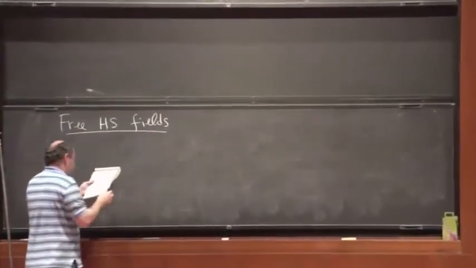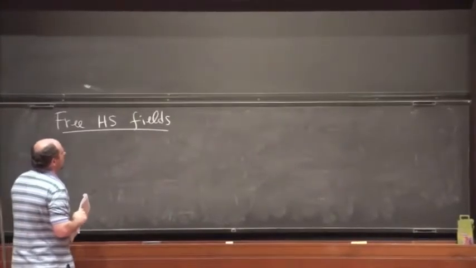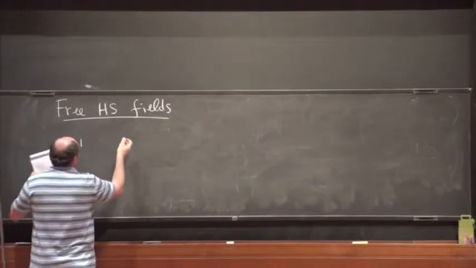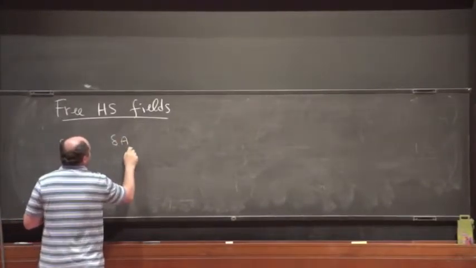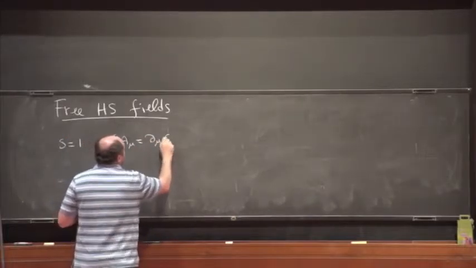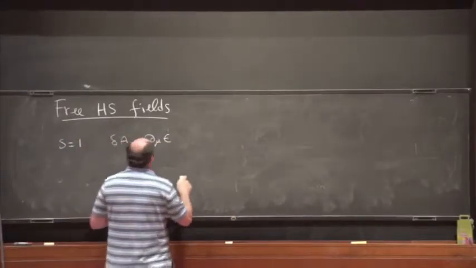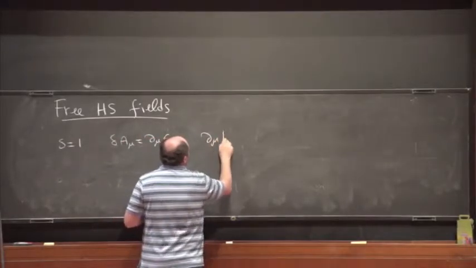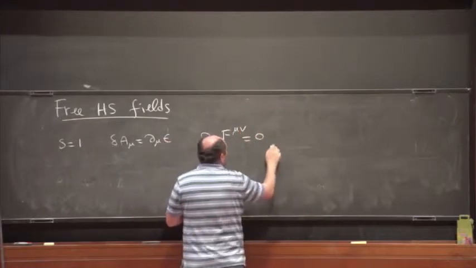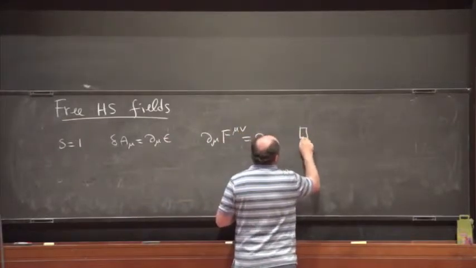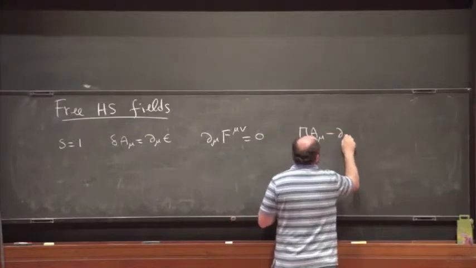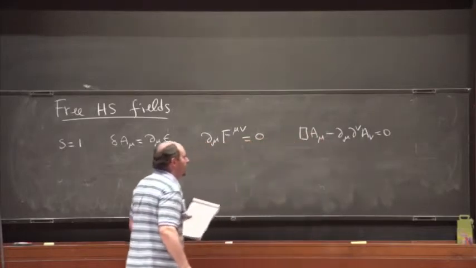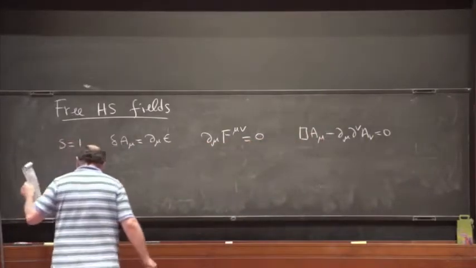And let me start first in flat space. So the familiar examples are, of course, spin 1, which is the Maxwell theory, in which we have the familiar gauge symmetry and equation of motion, which are just this, or in terms of A, so this is the free equation for a massless spin 1 field.